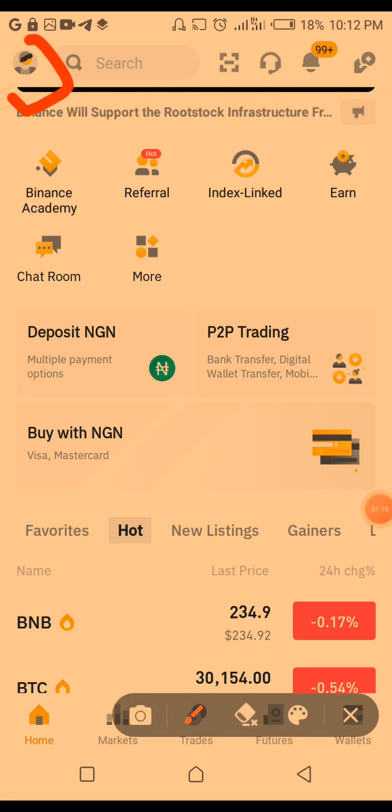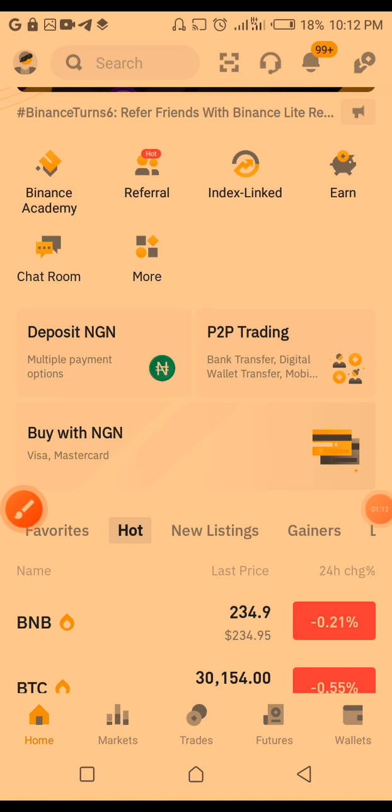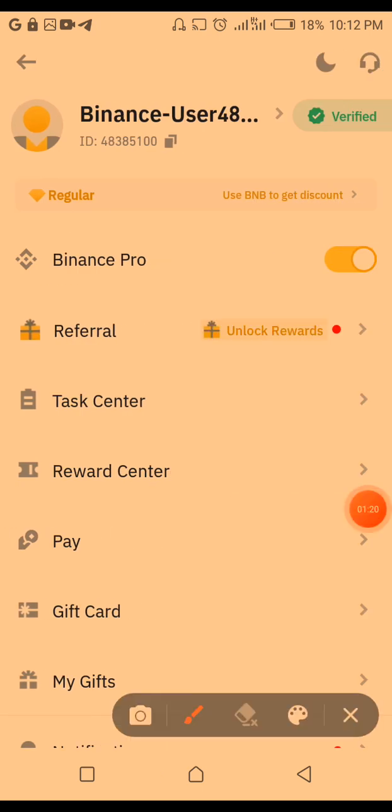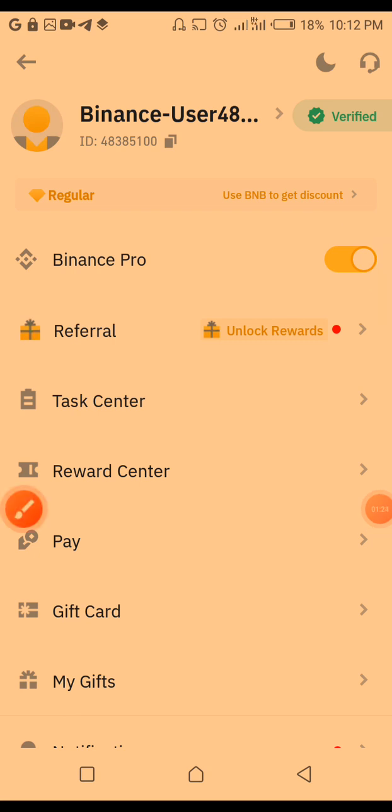to turn on professional mode. I'm already on professional mode. In case you are not on professional mode, for you to get your Binance interface like this, you must turn on this toggle. Make sure it is on, because after watching this video, you are going to become a professional on Binance spot trading.